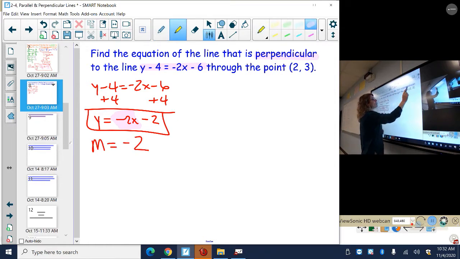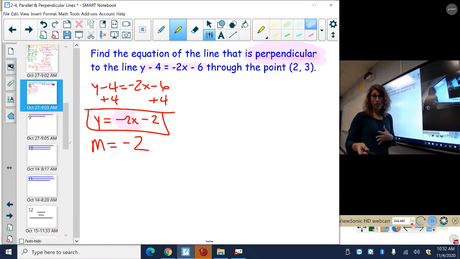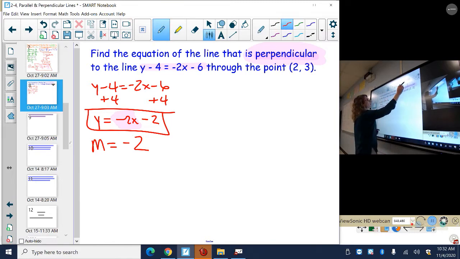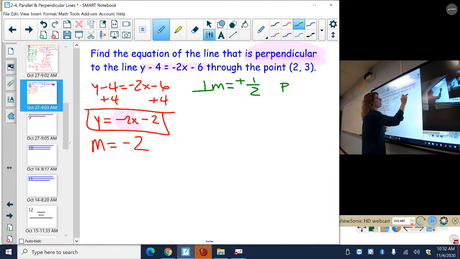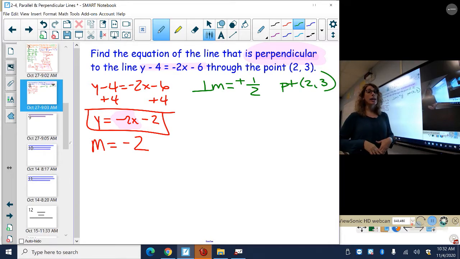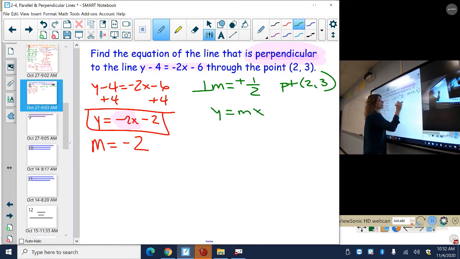But now I need to identify what the problem is asking for. The problem is asking for a perpendicular slope. So my perpendicular slope is the opposite of negative, which is positive, and then the reciprocal of 2 is 1/2. And then I'm going to use the point that they give, which is 2, 3. I'm going to do the same process all over again. So y is equal to mx plus b. I label this x, I label this y.